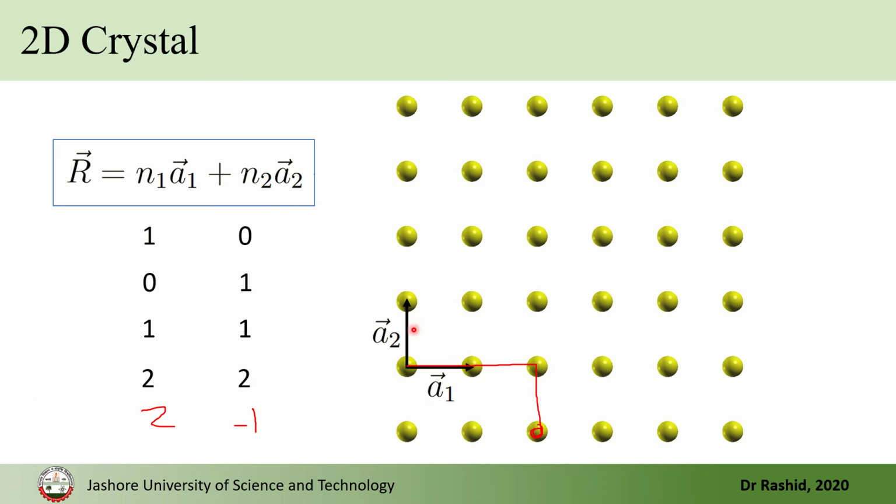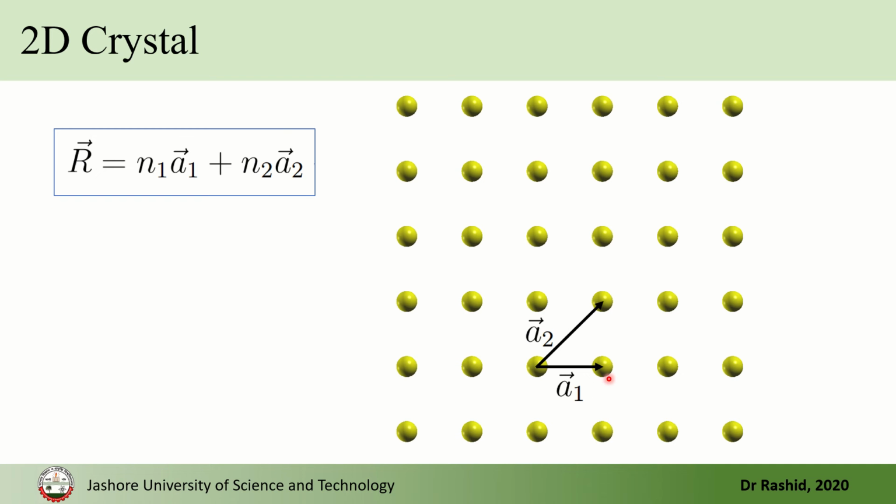Now, this choice of these vectors is not unique. You can choose in a different way. So if I choose this way, this should also be the same because this is a crystal. So I shall be able to go to any other points from this one, or even if I start from any other point, with the choice of N1 and N2. Let's try. So if I choose 1, 0, this is the same. I end up here, starting from here. If I choose 0, 1, then starting from here, I end up here.